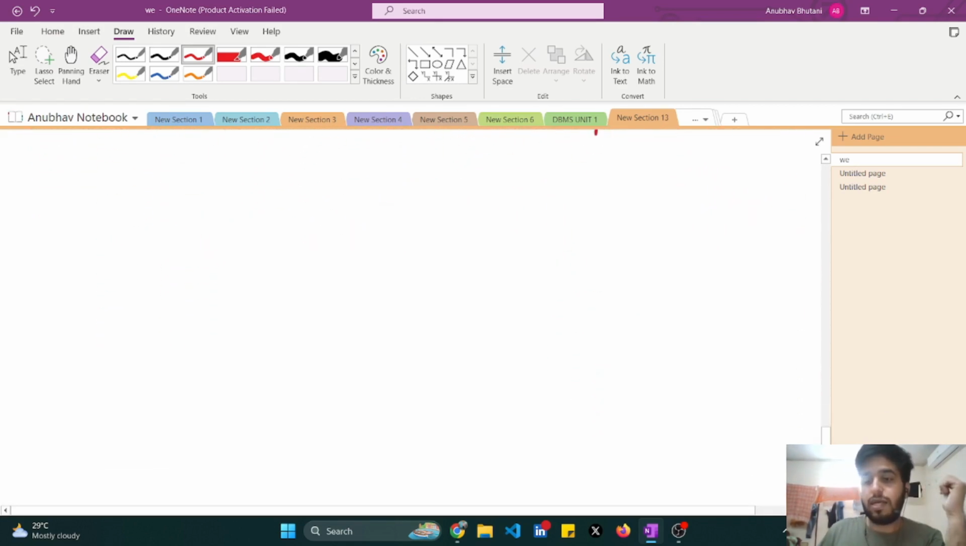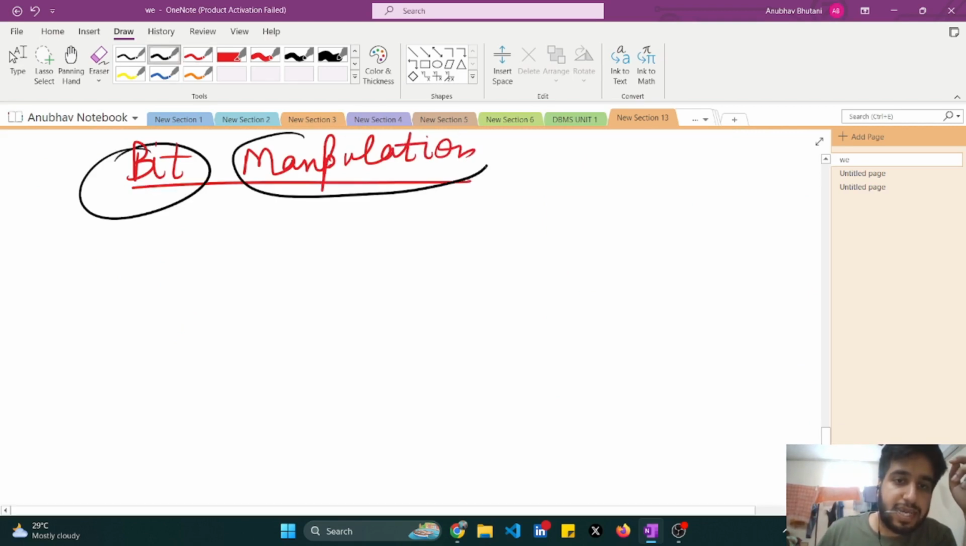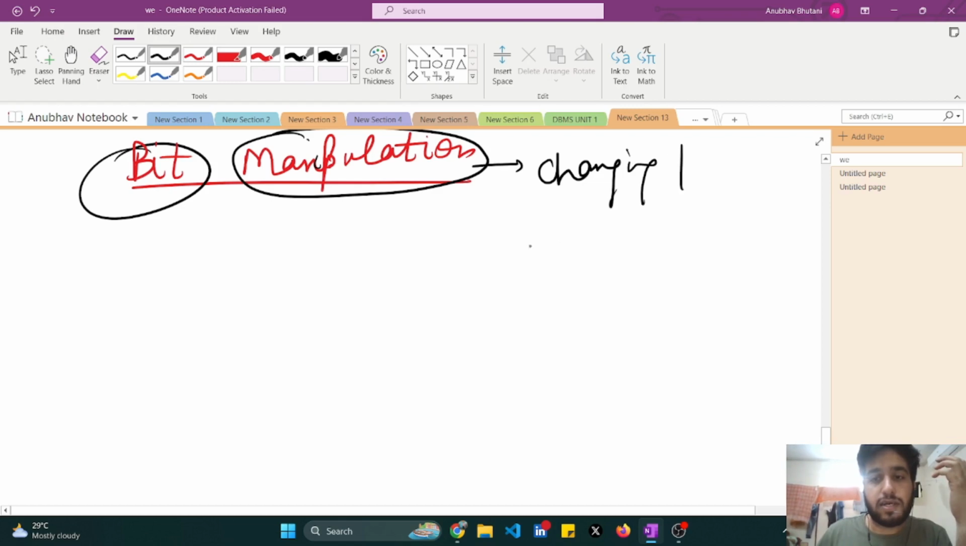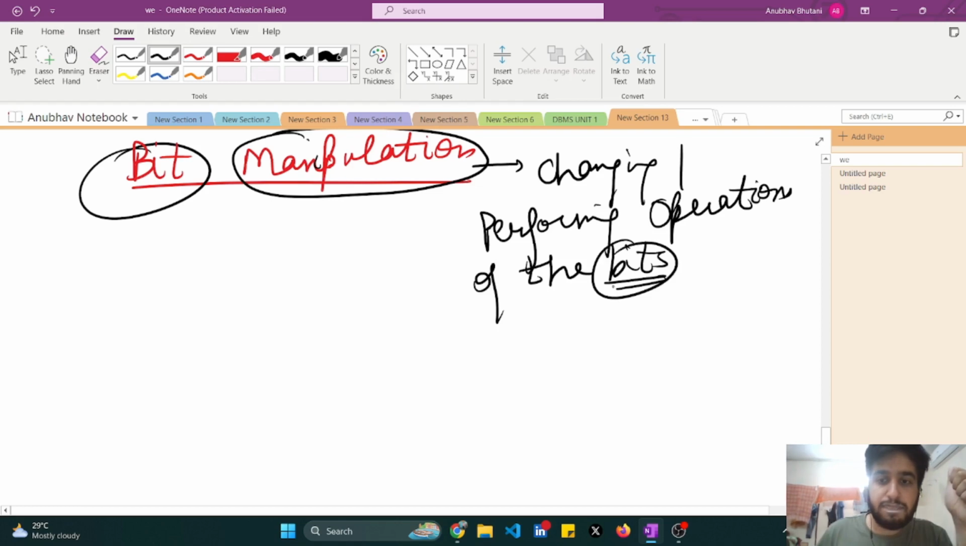So now we have gone halfway through. We have understood what a bit is. Now what is manipulation? Manipulation means changing or performing operations on the bits, and this is particularly known as bit manipulation.